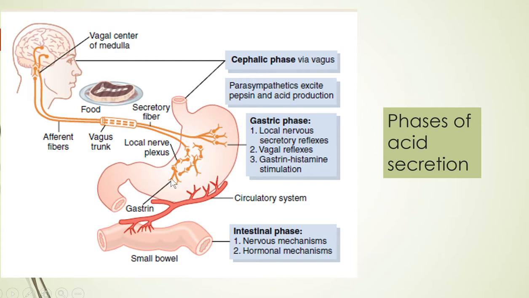So acid secretion is increased, and it should not leak out to the duodenum. That's how the sphincter is contracted. Okay. So that is the work of gastrin only. So these are the phases of acid secretion, three phases.